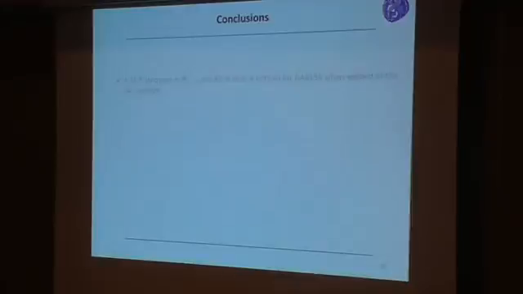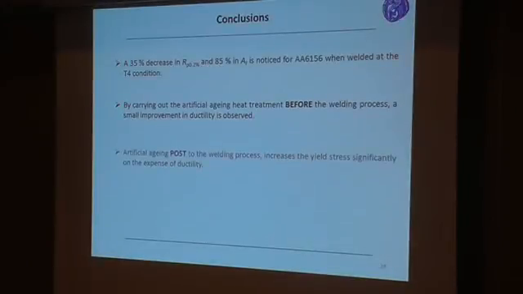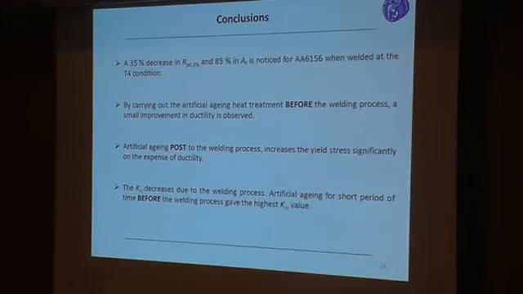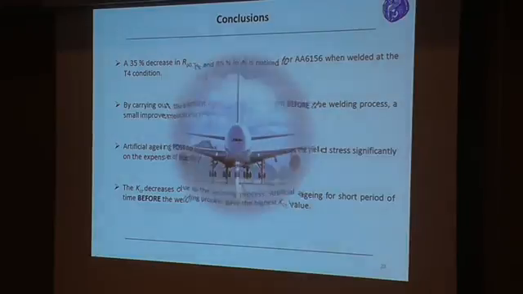To conclude, a 35% decrease in yield stress and 85% in the elongation of fracture is noticed. When we carried out the artificial aging heat treatment before the welding process, a small improvement in ductility is observed. And post to the welding process increases the yield stress significantly at the expense of ductility, and the critical stress decreases due to the welding process. And artificial aging for short periods of time before the welding process gives the highest critical stress values.